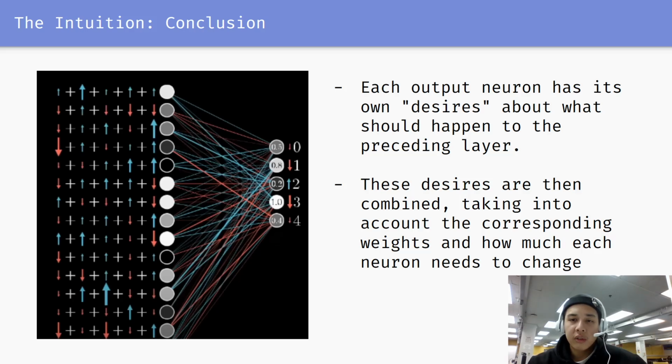So the conclusion to this intuition is that each neuron has its own desires about what should happen in the preceding layer.